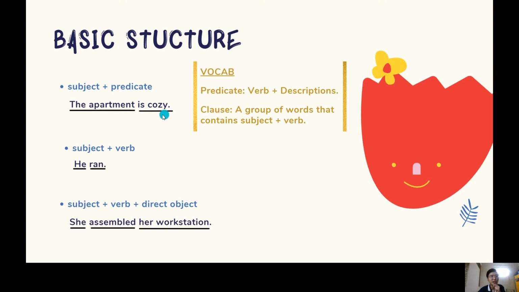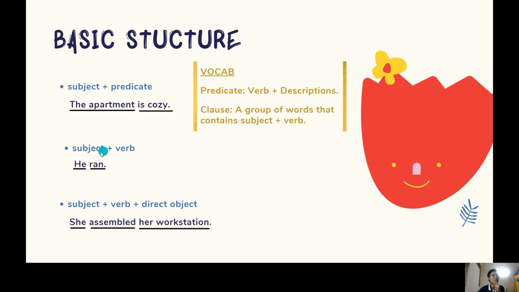So note that over here it doesn't have to be an adjective. It can be anything, a noun, a verb, an adverb, as long as it describes the subject. So another interesting fact to understand here is that this entire sentence, the apartment is cozy, is considered a clause, which is defined as a group of words that contains the subject and the verb. You see, subject, verb. So this entire thing is a clause.